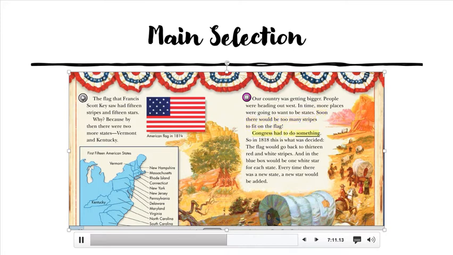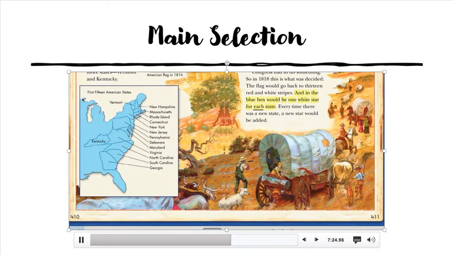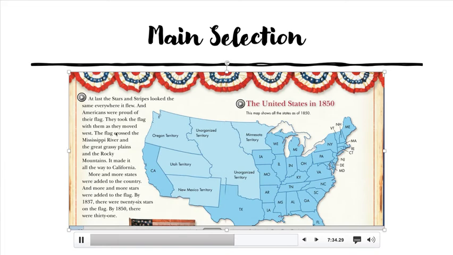Congress had to do something. So in 1818, this is what was decided. The flag would go back to 13 red and white stripes. And in the blue box would be one white star for each state. Every time there was a new state, a new star would be added. At last, the stars and stripes looked the same everywhere it flew, and Americans were proud of their flag.